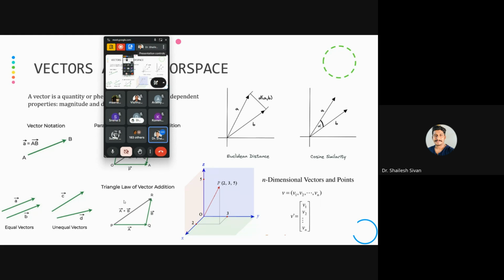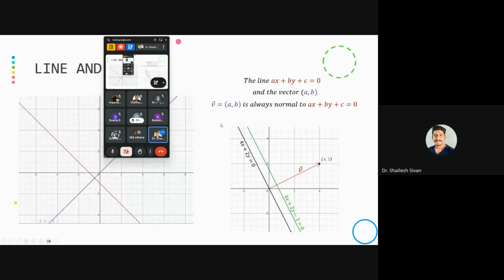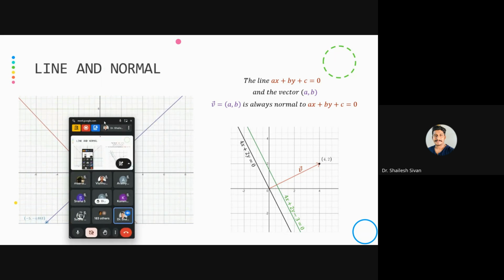Now, this is a very important fact you have to understand: for a line of the form ax plus by plus c equal to 0, the vector ab is always normal to the line ax plus by plus c equal to 0. Are you able to imagine how this is happening?